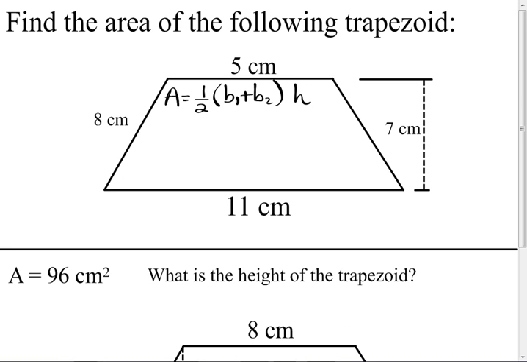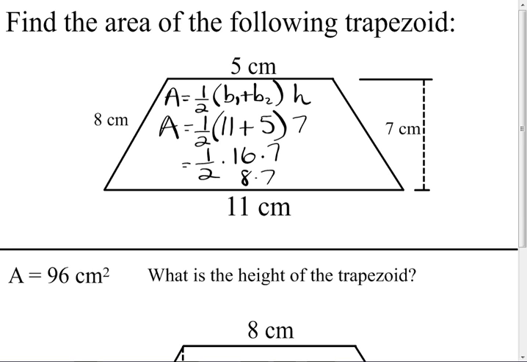Okay, so area is equal to 1/2. What's one of the bases? 11. The other base is 5. And the height is 7. And you can do this. Now I'm doing order of operations. What's 11 plus 5? 16. Half of 16 is 8 times 7. So this is what? 56 centimeters squared.